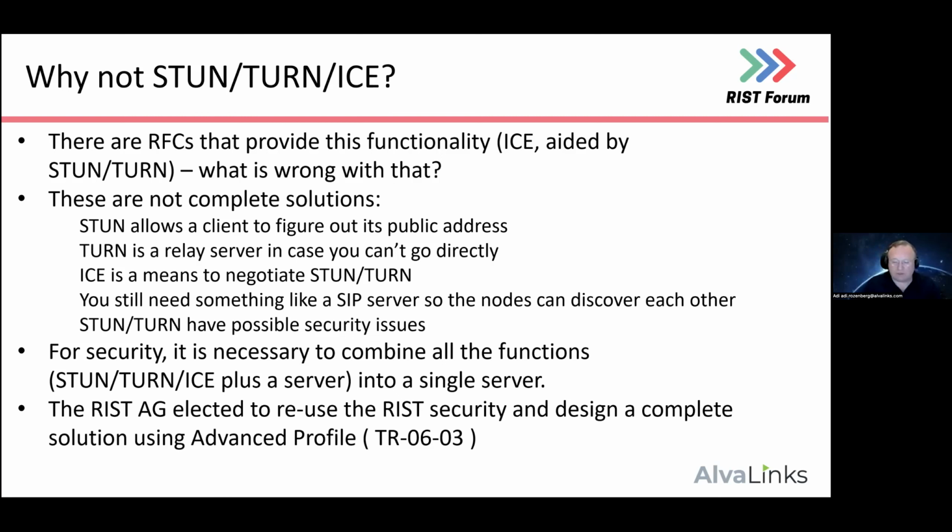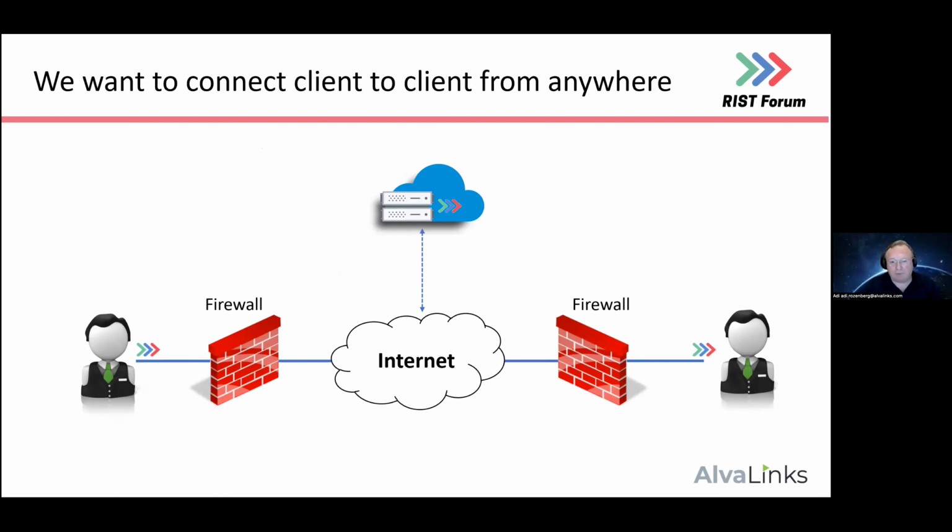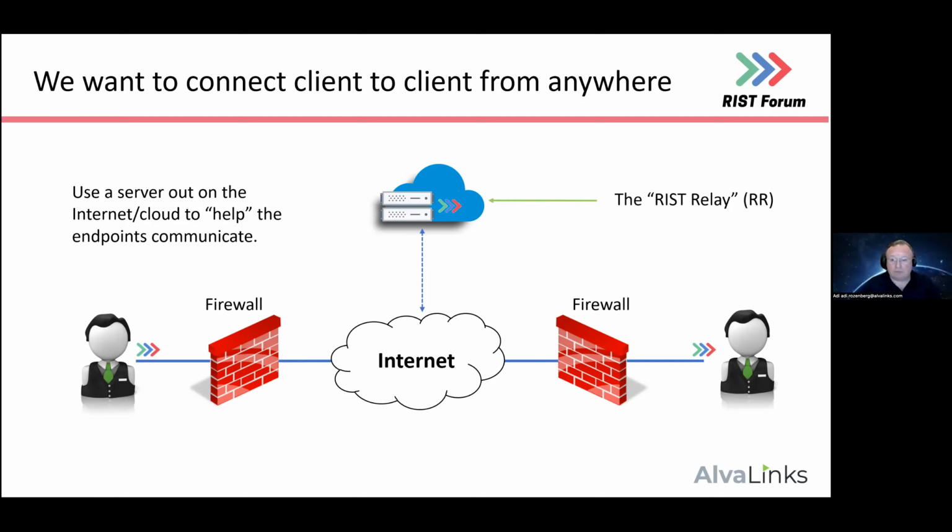And we are here to explain what we are going to do, what you can do with that, and what are its merits. So what do we want to have? Basically, we want an external server somewhere in the cloud. This is the RIST relay. This is a server in the cloud. And we have two peers. In this example, they both are behind firewalls, and we need to connect them. We need to find a way to connect those two peers.